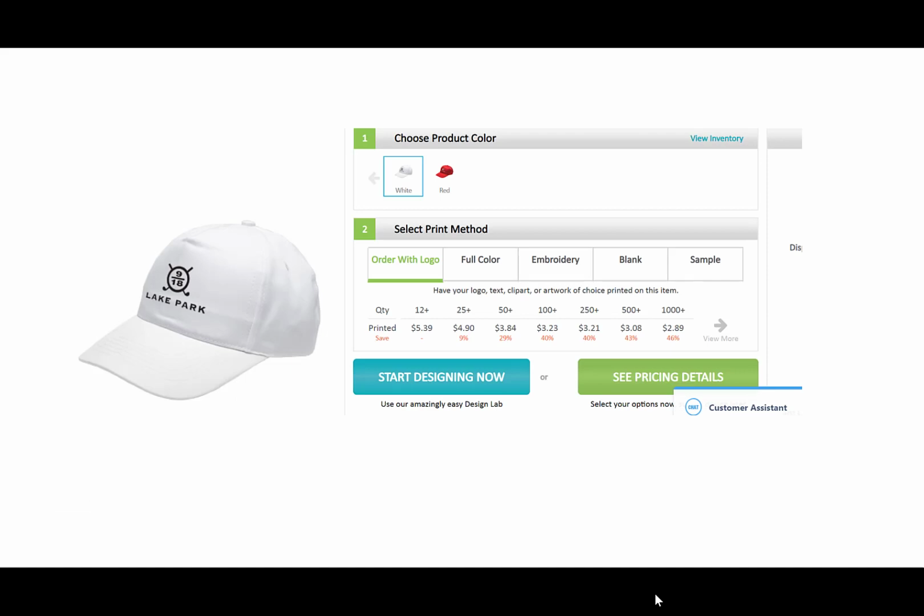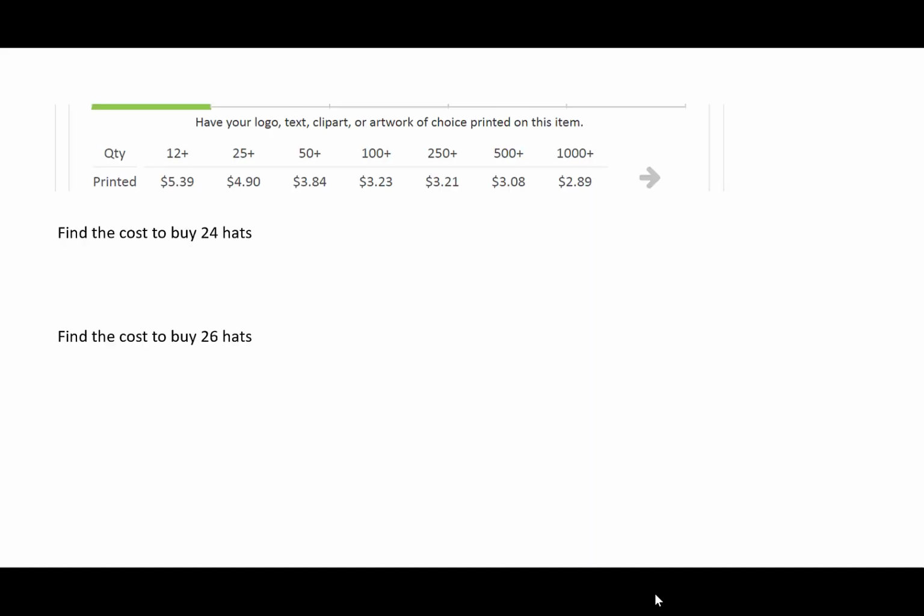This particular site says you're going to pay based on how many items you buy, and their minimum is 12. So let's take a particular example and say we decided we were going to buy 24 hats. Looking at the cost, it says for 12 or more, but not 25, you're going to pay $5.39 each. So 24 times 5.39 is equal to 129.36.